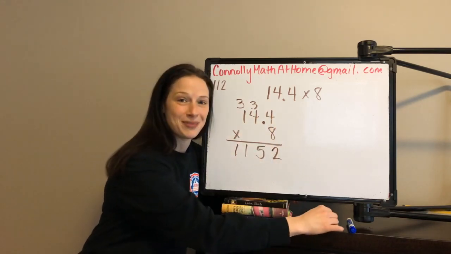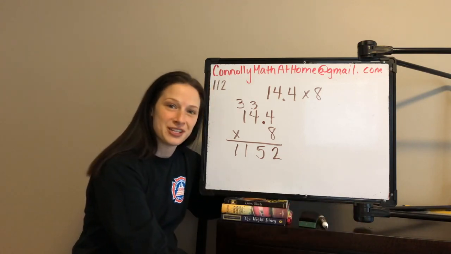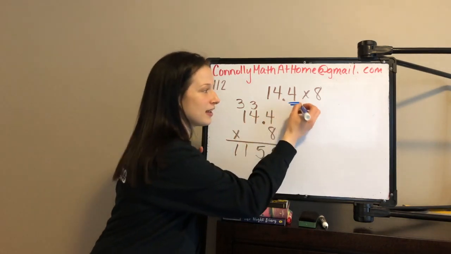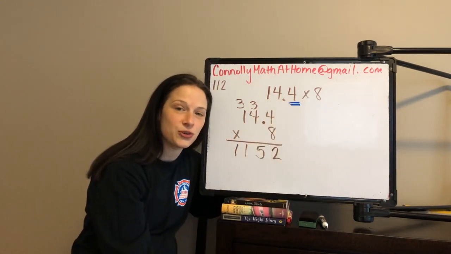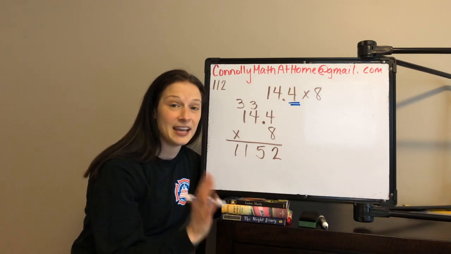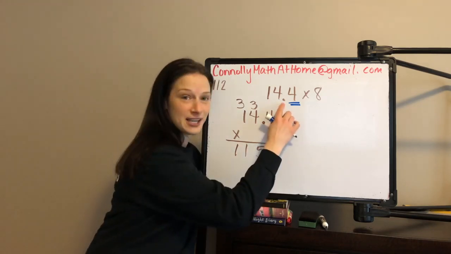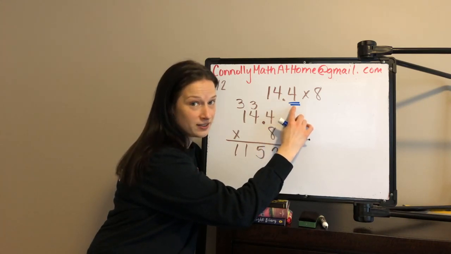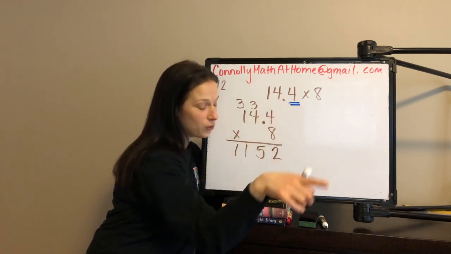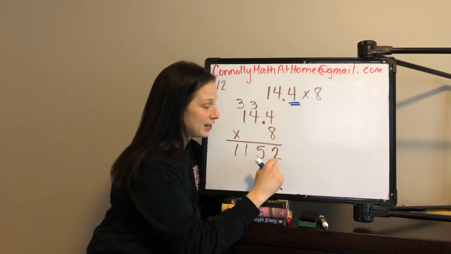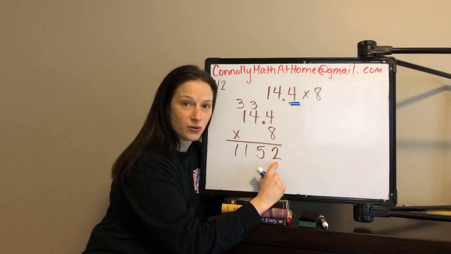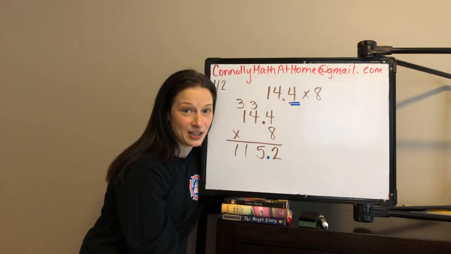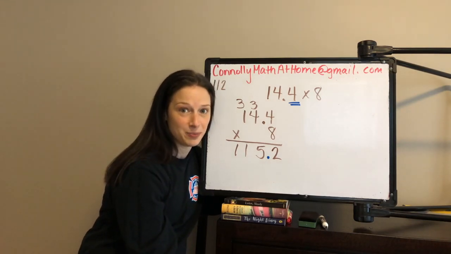Well, I'm going to teach you something else. You are going to go to the factors, okay? And you are going to count how many digits are to the right of the decimals. In this situation, we only have one decimal in our factors, and when I count the digits to the right, there's only one. So I'm going to go to my product, and I am going to make sure there's also one digit to the right of the decimal in my product. Okay, I'm going to do this several different examples.